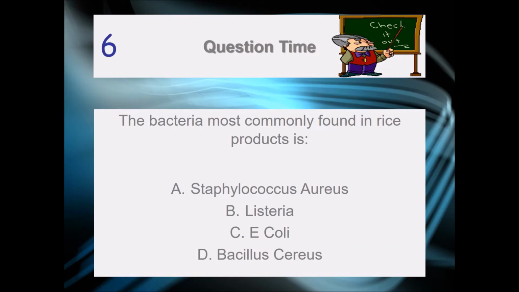Question 6. The bacteria most commonly found in rice products is A. Staphylococcus aureus, B. Listeria, C. E. coli, or D. Bacillus cereus.